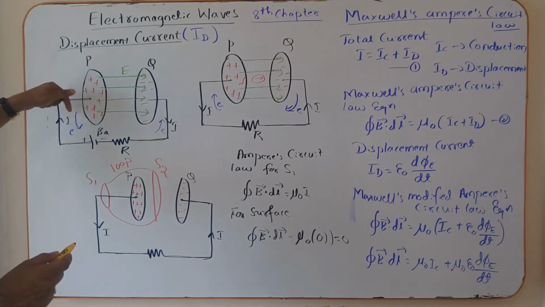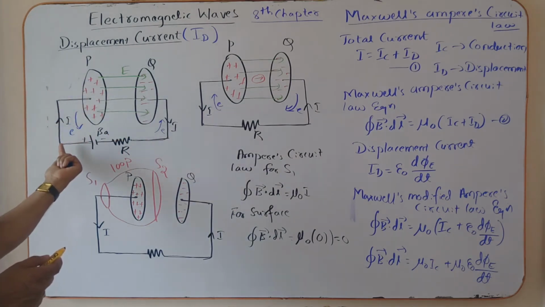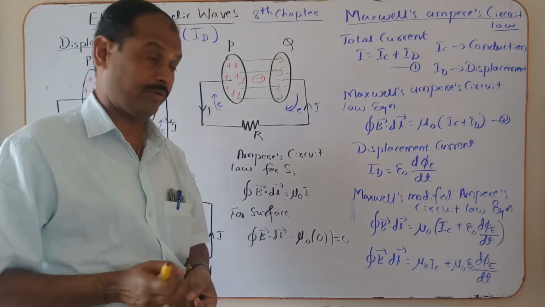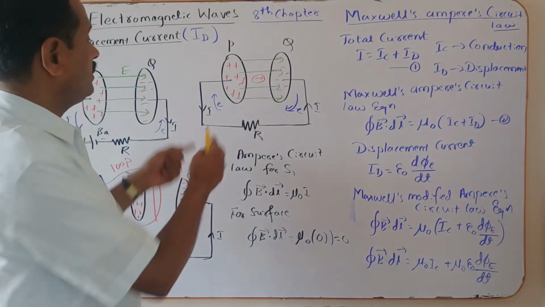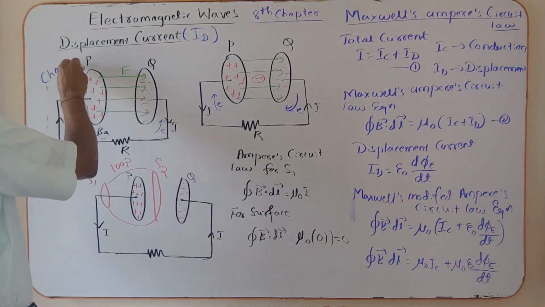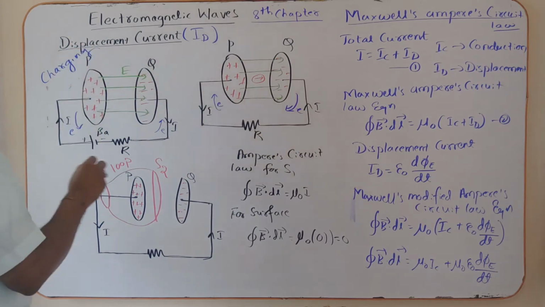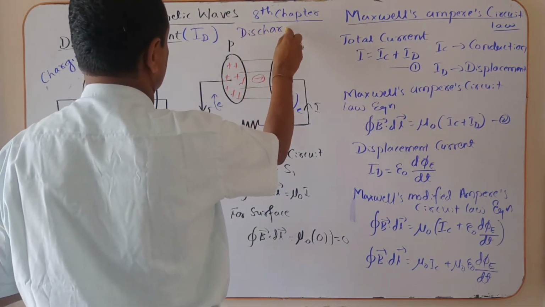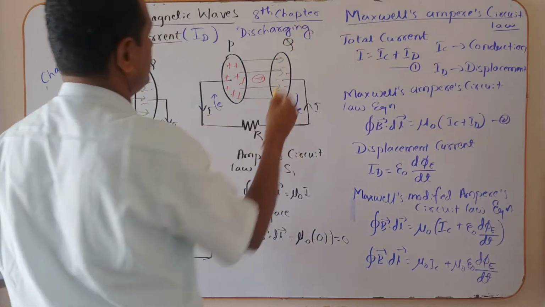In the previous case, electrons flow in this direction. Current always flows opposite to the flow of electrons. That concept you already know. Here the capacitor is said to be charging. Here the capacitor is said to be discharging.